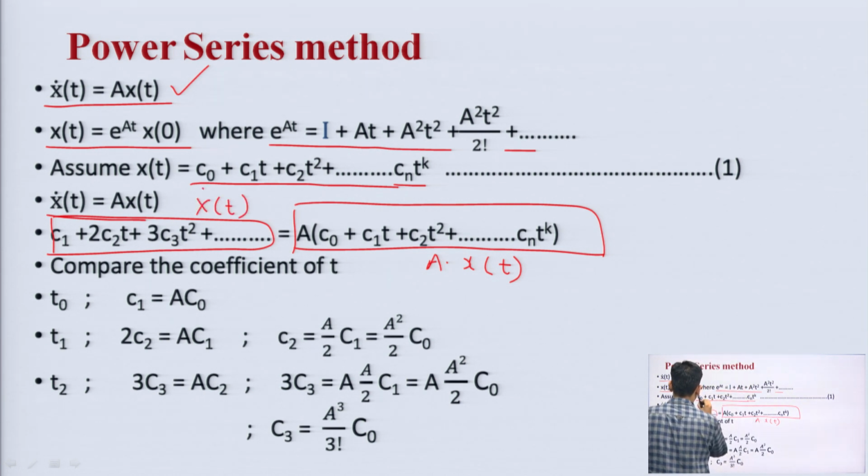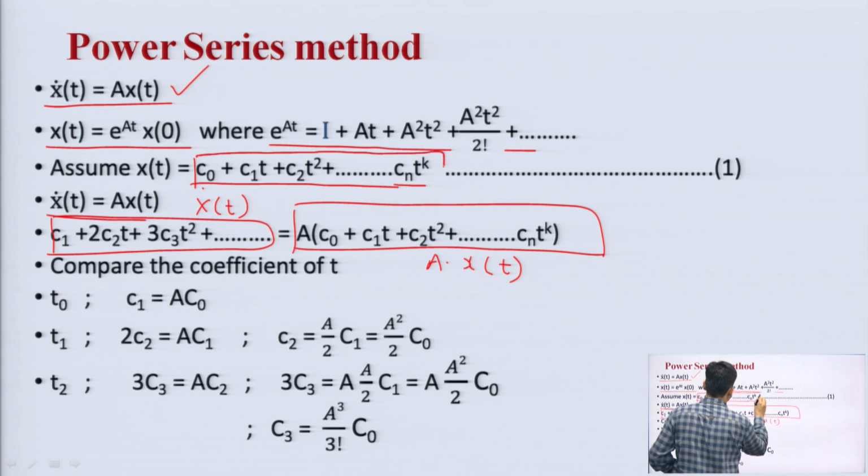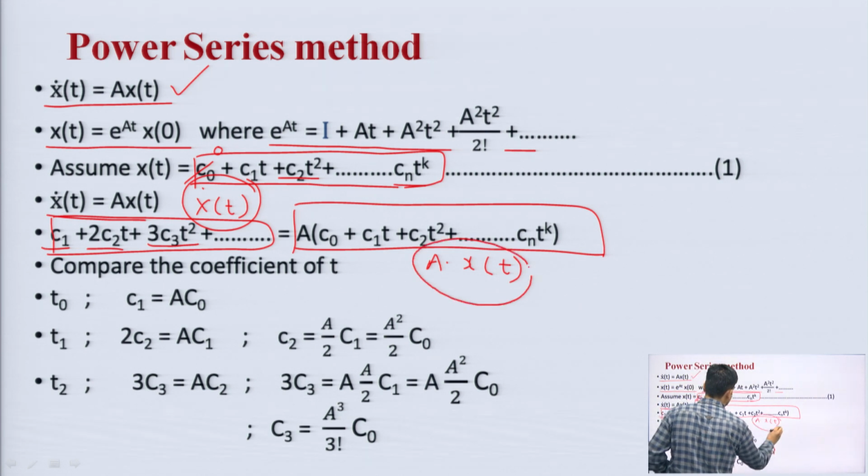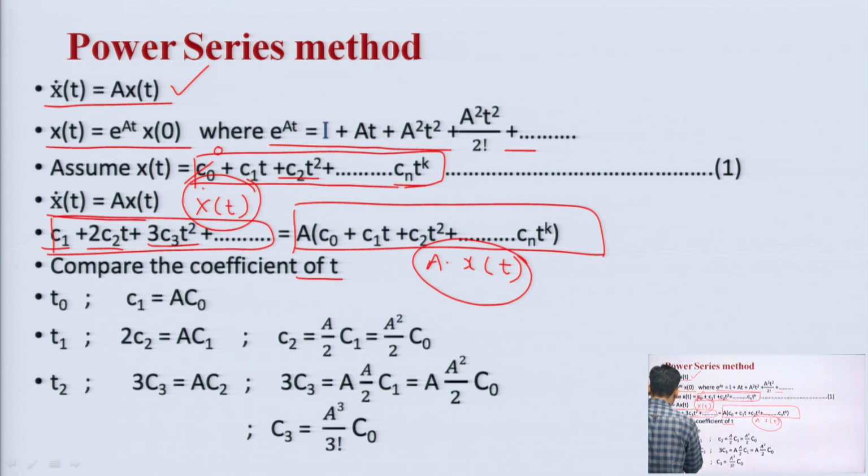It means I need to differentiate this equation with respect to time. So, c naught will become 0, c 1 t will become c 1, c 2 t square will become 2 c 2, and this series will go on. So, x dot t is equal to A times x t. Now we need to compare the coefficients of t. For t to the power 0, since the t coefficient is absent here, we get c 1 equal to A c 0.